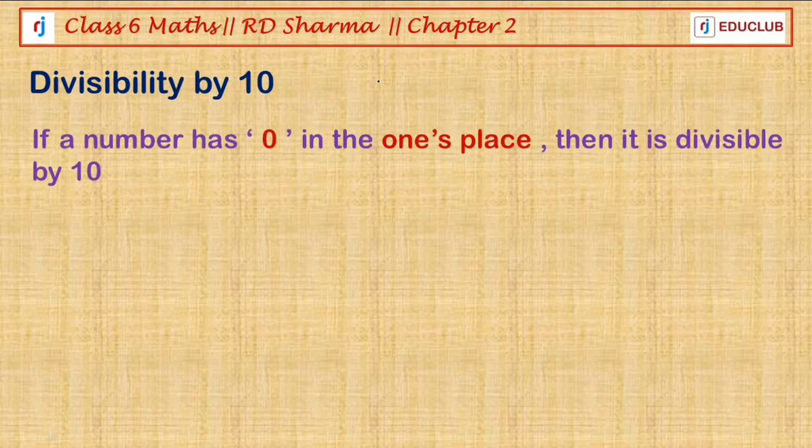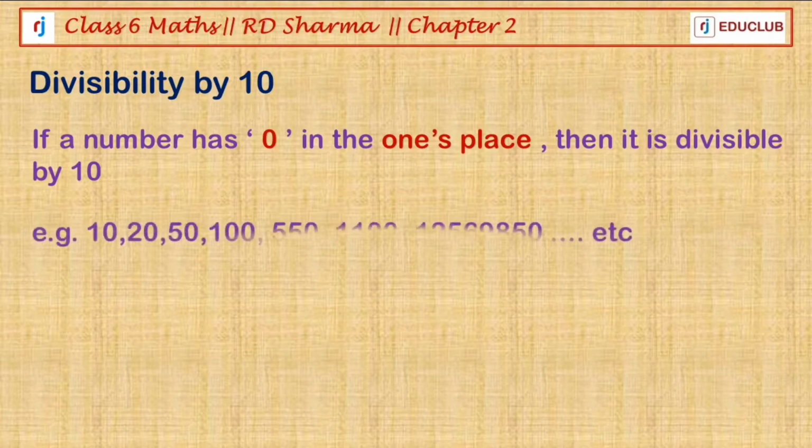If a number has 0 in the ones place, we have seen the place value chart, then it is divisible by 10. For example, these are some of the numbers which have 0 at the ones place. Here 0 at the ones place, here 0 at the ones place. These are the numbers.